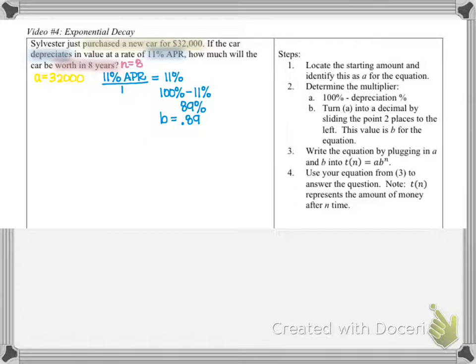All right, now we can go ahead and write the equation and then plug our stuff in. So this is going to be t of n is equal to our 32,000 we started with. Our multiplier now is 0.89 to the nth power. Okay, so now we're talking about 8 years from now. 32,000 times 0.89 to the 8th power. Go ahead and type this in.